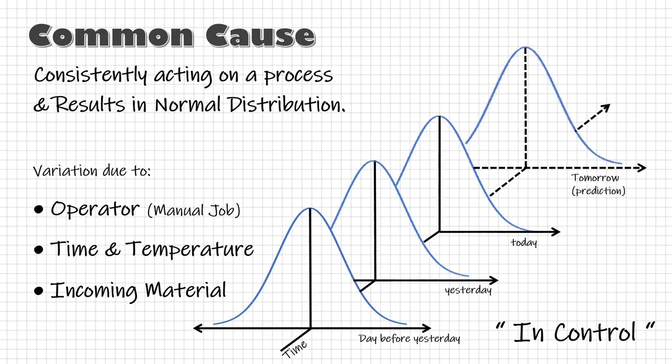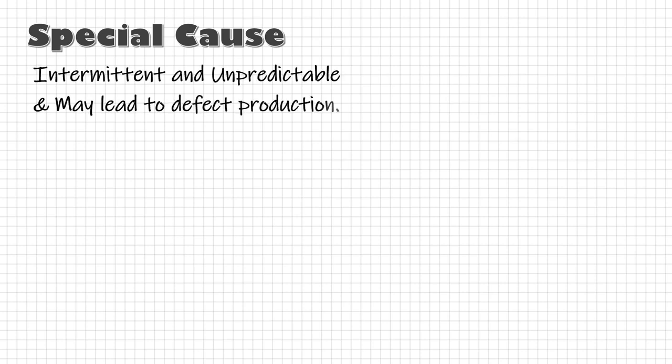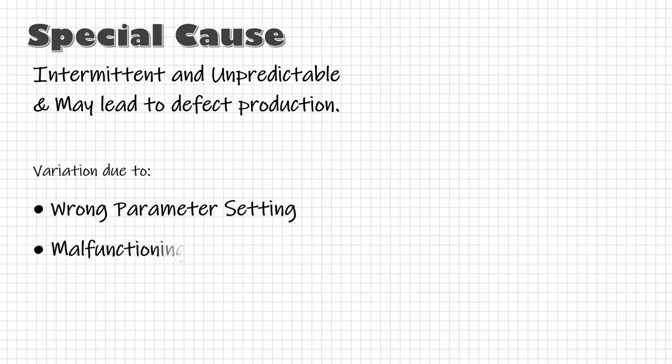On the other hand, special causes affect only some of the process output. They are intermittent, unpredictable, and may lead to defective production parts. For example, wrong parameter setting, malfunctioning sensor, a damaged tool, an operator dropping a pin of parts. You get the idea. Generally, these are the causes you identify during the root cause analysis of a defect.